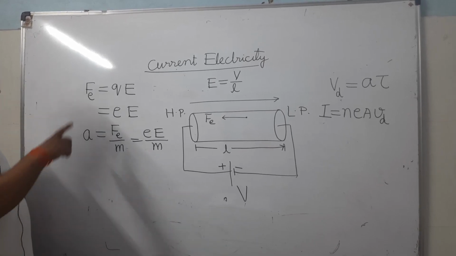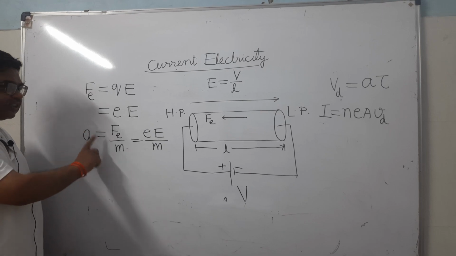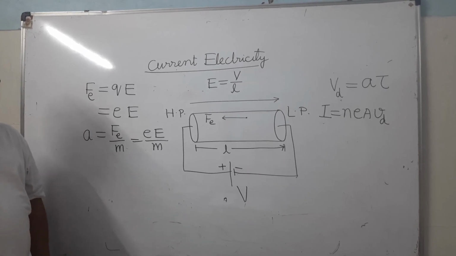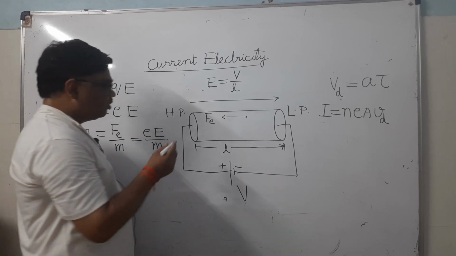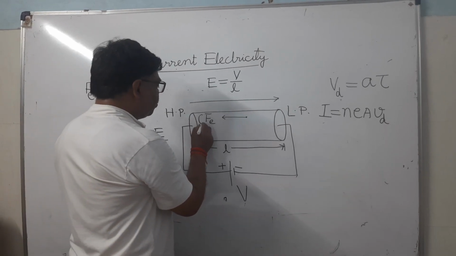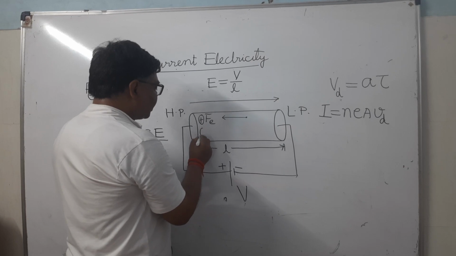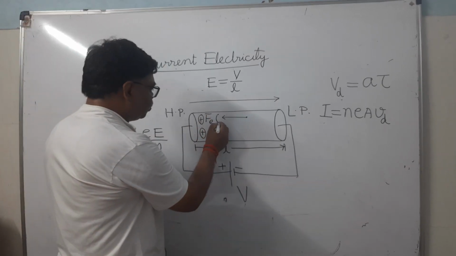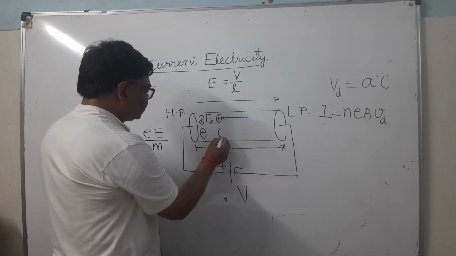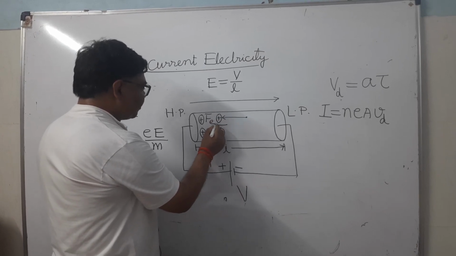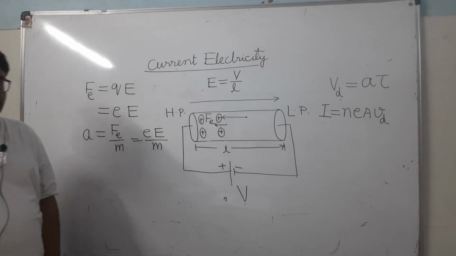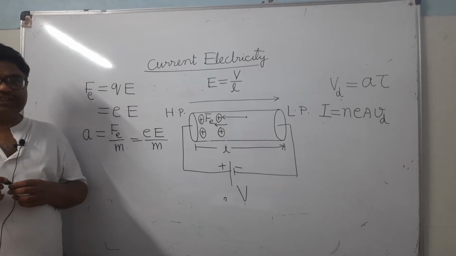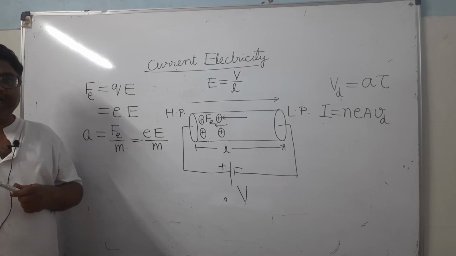But because of this electric force, because of this acceleration, free electrons will not accelerate continuously. Why? Because they have to pass through vacant spaces between the positive ions. When they pass through the vacant spaces between the positive ions, what will happen? They suffer collision with the positive ions. During the collision, they lose whole of their energy and come momentarily at rest.